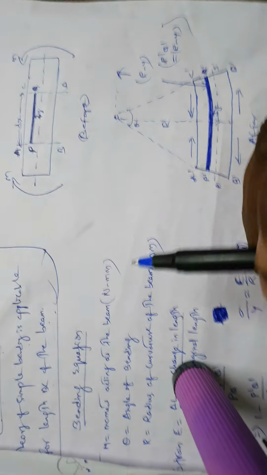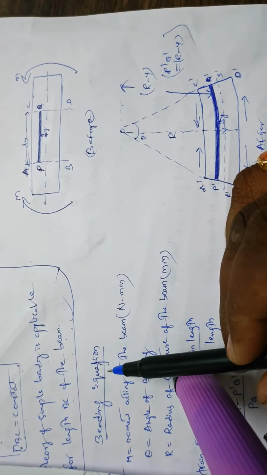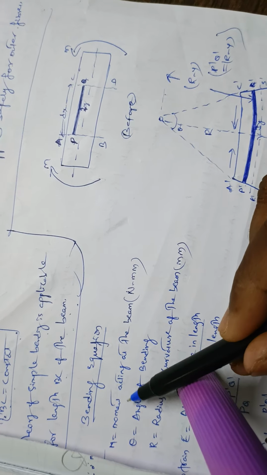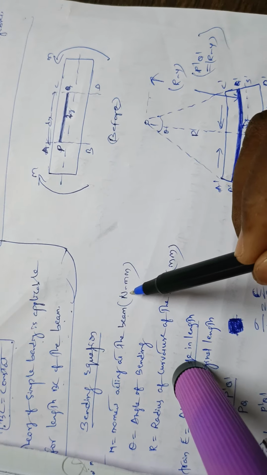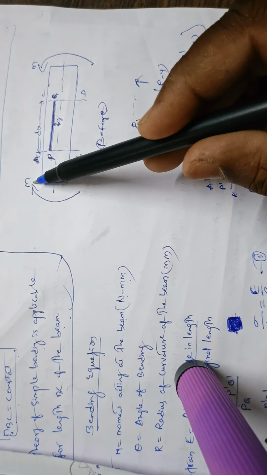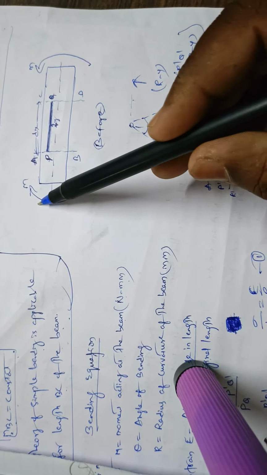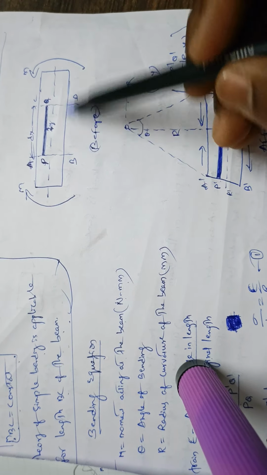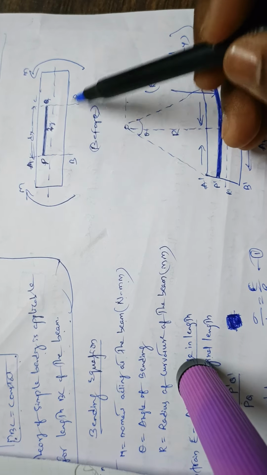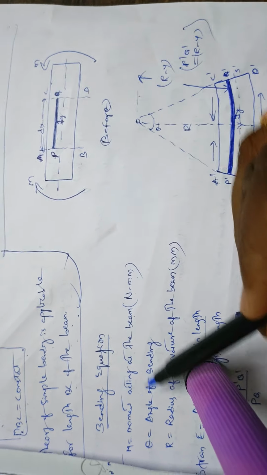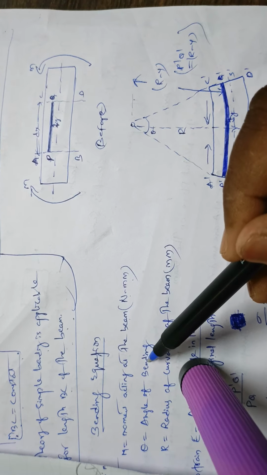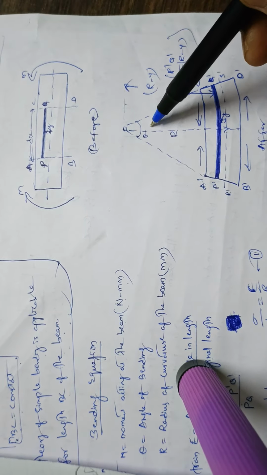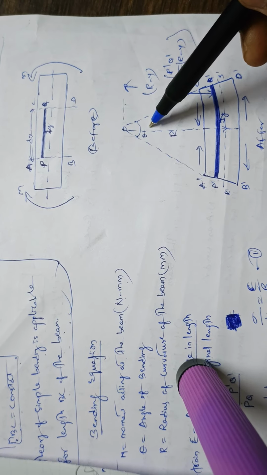Okay, so let us see now the bending equation. The bending moment is nothing but M, the moment acting at the beam, that is Newton per mm. So what is the moment here? These are the moments. One is acting clockwise, the other one anti-clockwise. So consider a beam, just like that, B, C, D. Next, theta is equal to the angle of bending. The theta is described here, that is coming in our bending portion.